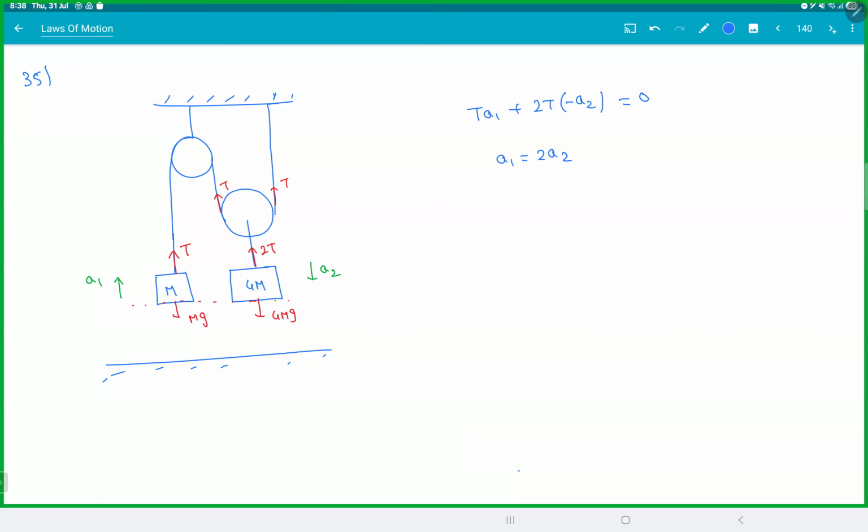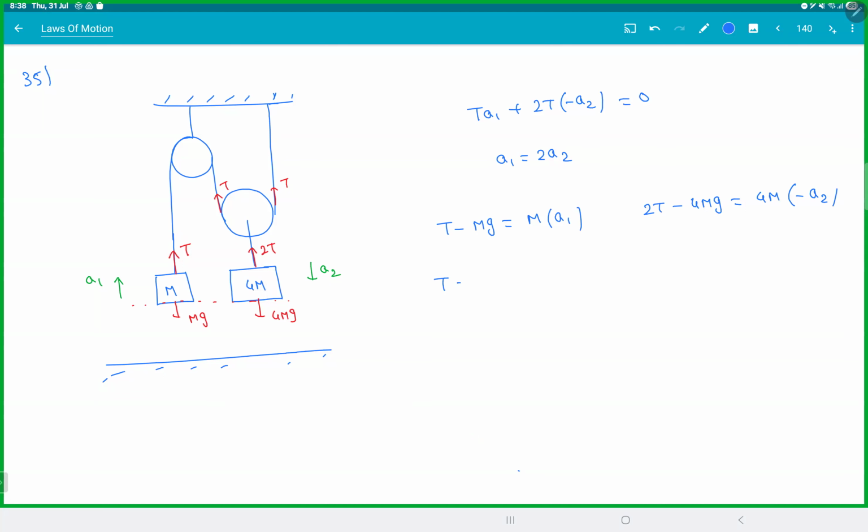So once you got the acceleration, you're done. Write the equations for the first block. We'll have T minus mg is equal to mass into acceleration. For the second block, we can write 2T minus 4mg is mass into acceleration. I am taking up as positive, down as negative. So anything that is pointing down is a minus sign for me. Again, like I said, I'm keeping the convention simple. You're done. So substitute here.